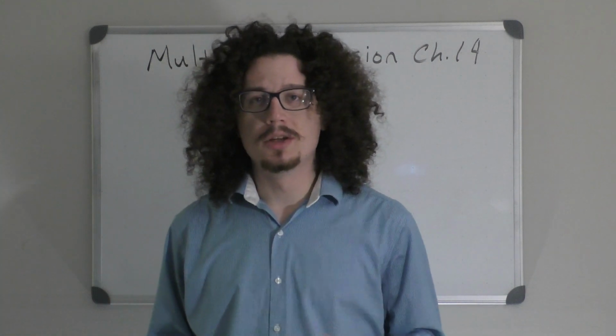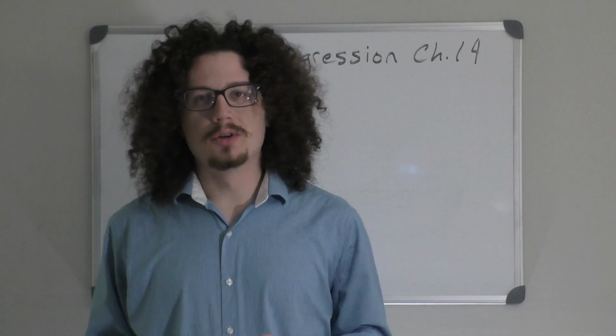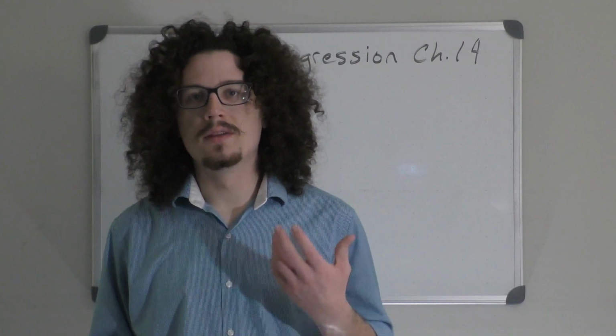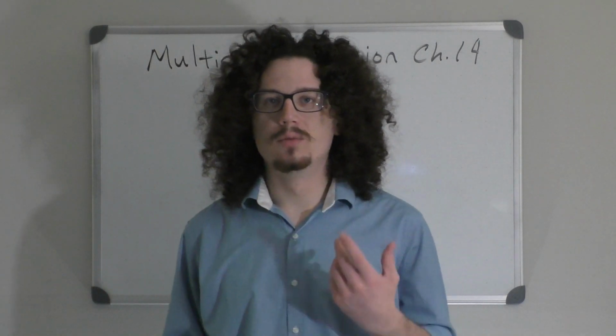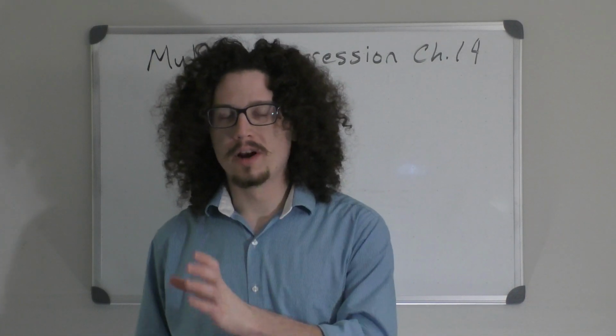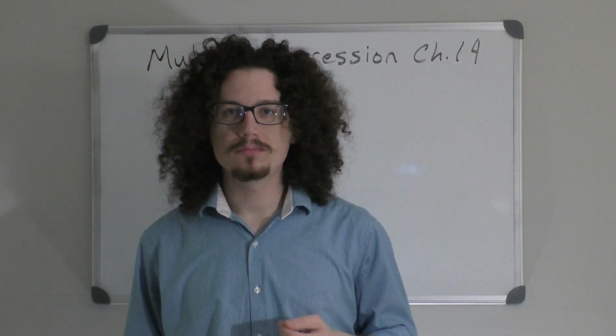In this video, we're going to be talking about multiple regression. Now, last chapter, we looked at simple linear regression. And with that model, we were only able to have one independent variable. We had one variable that we could use to explain our dependent variable.